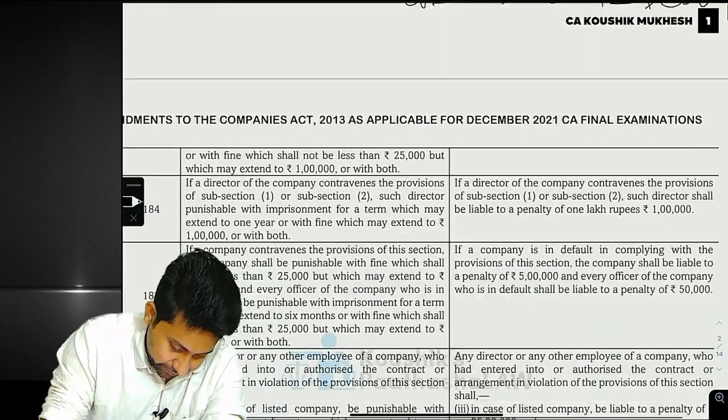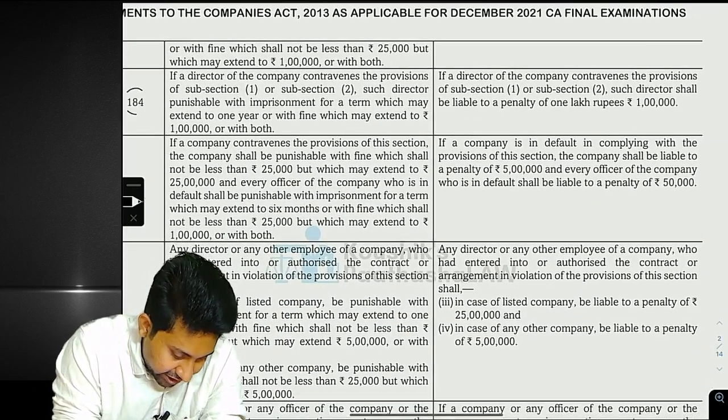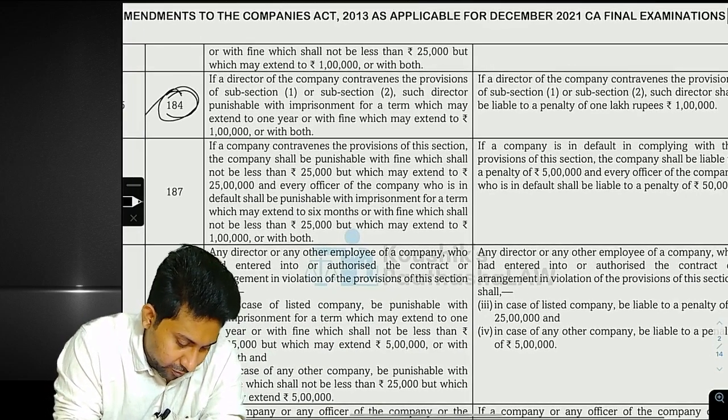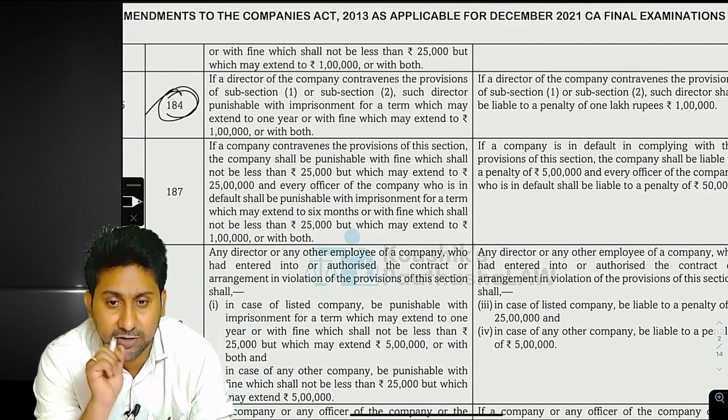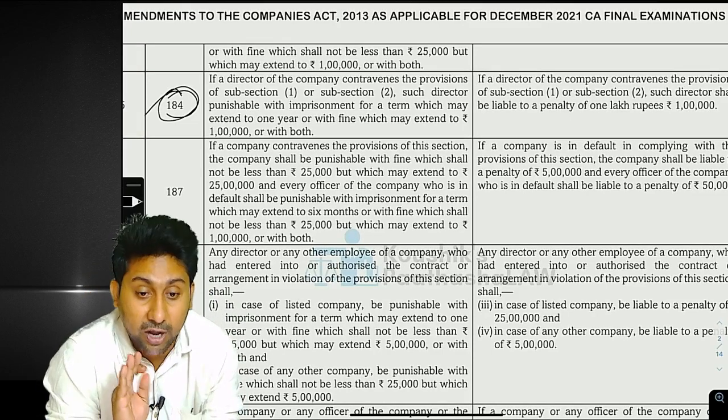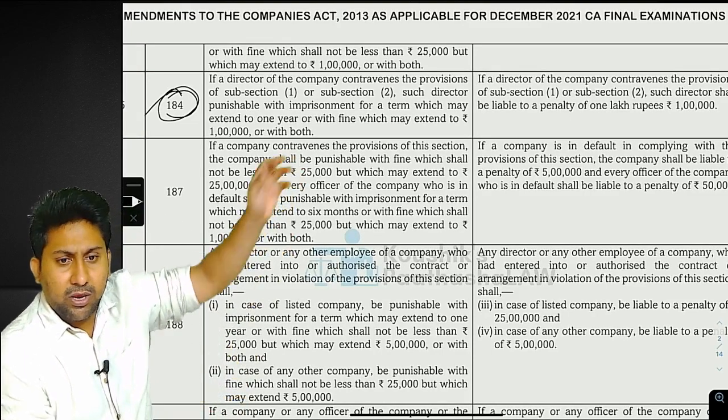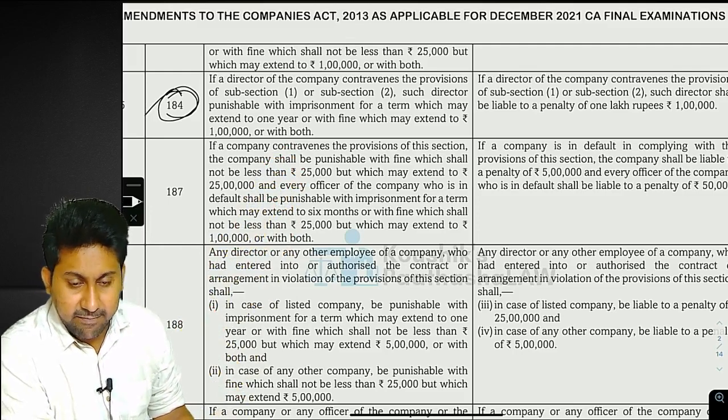Decriminalization happened. Next, same. Section 184. What does Section 184 say? Disclosure of interest. If you remember the concept very clearly, disclosure of interest.